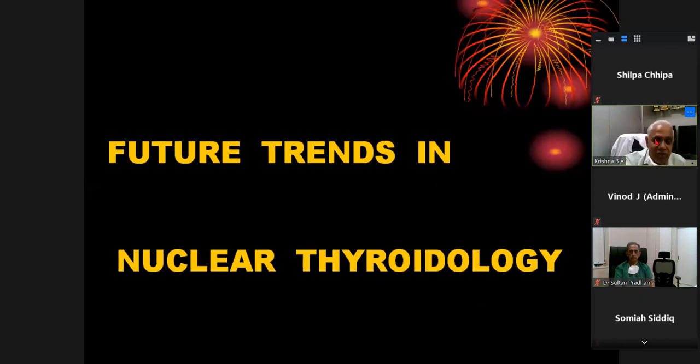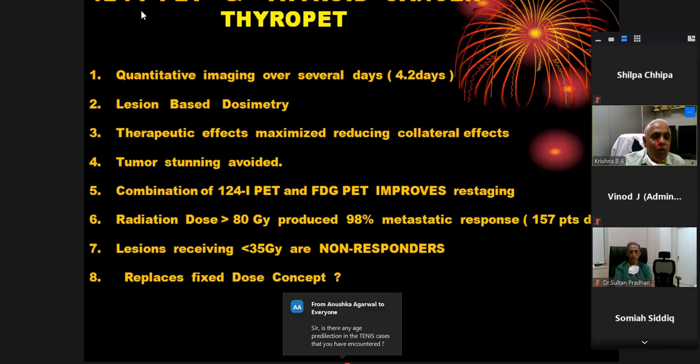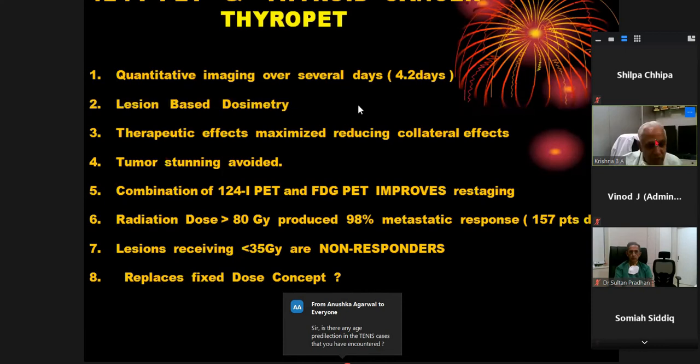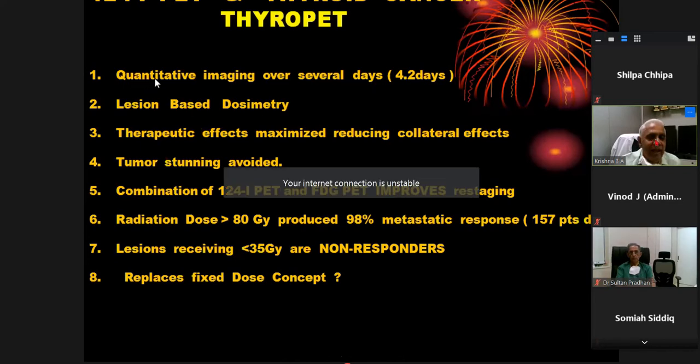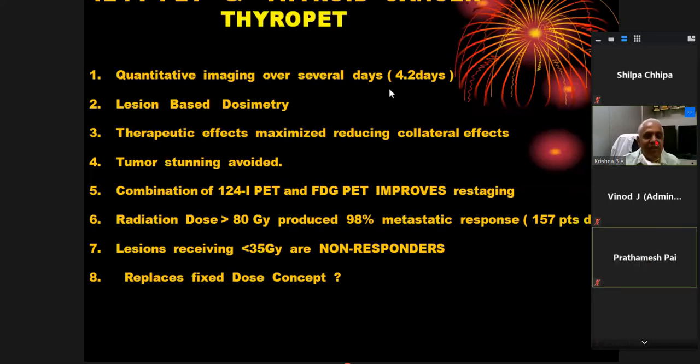So what are some of the future trends in nuclear thyroidology? Iodine 124 PET scan is going to come shortly in India also. The isotope produced from the Calcutta reactor will come all over the country, because this has a long half-life, and I can take images of the whole body for a long time, and I can do what you call quantitative imaging of metastasis of a thyroid cancer.